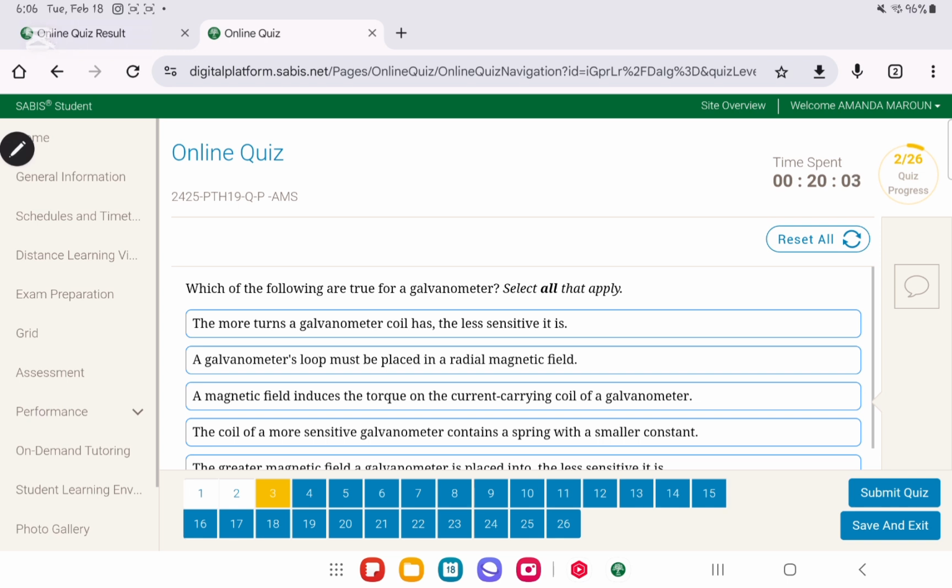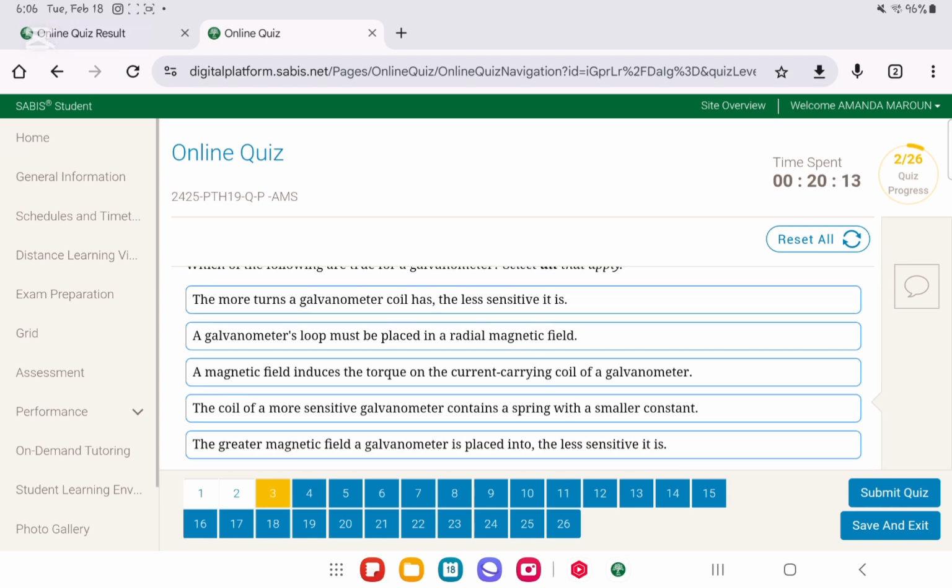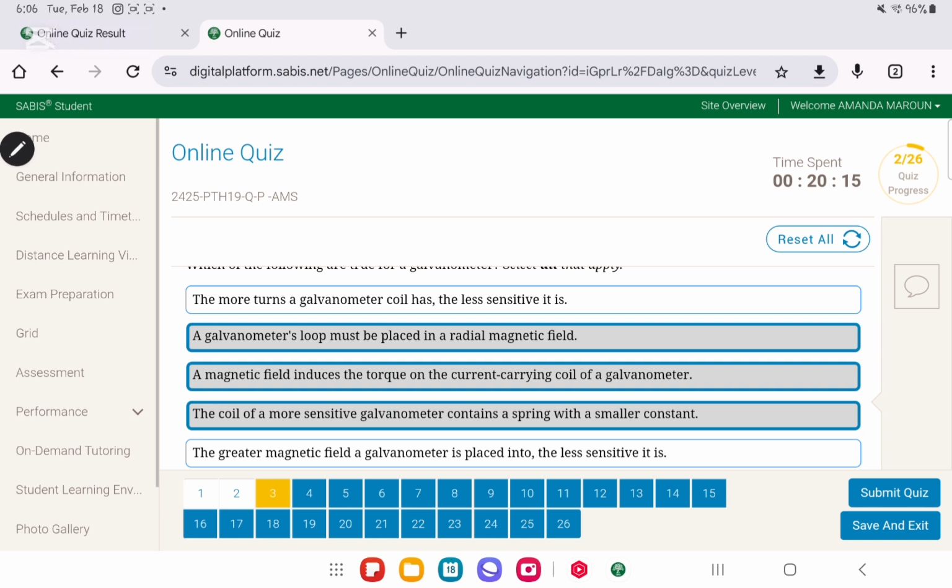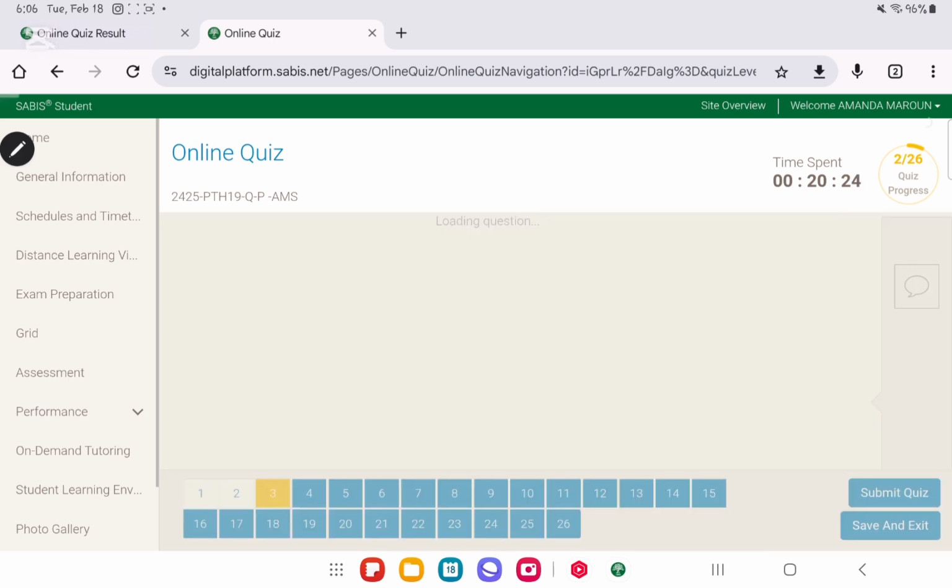Okay, and the smaller the spring constant, the more sensitive the galvanometer is. As well, the greater the magnetic field, the more sensitive the galvanometer is. So in this case, these are the only correct three, whereas for this one, the more turns a galvanometer has, the more sensitive it is. The greater the magnetic field, the more sensitive it is.